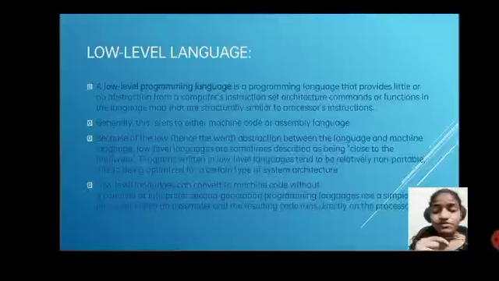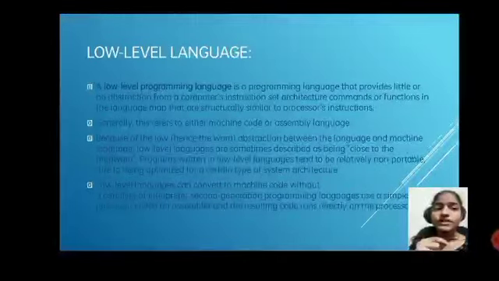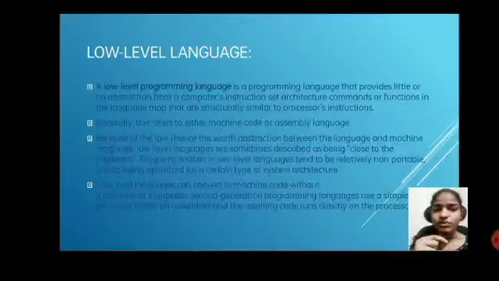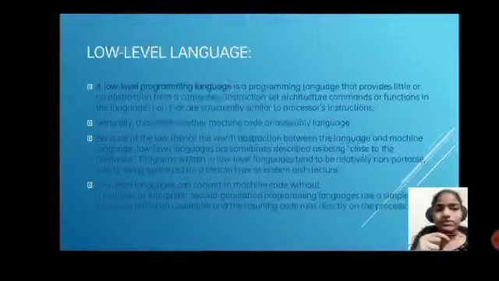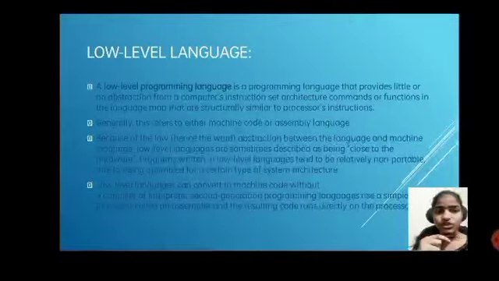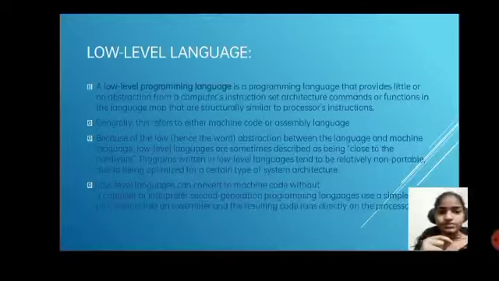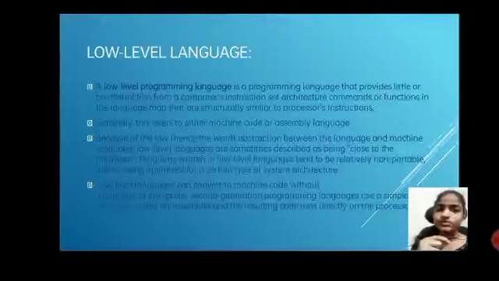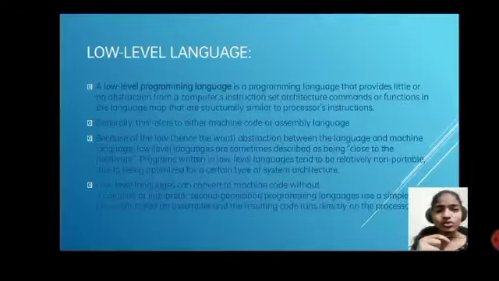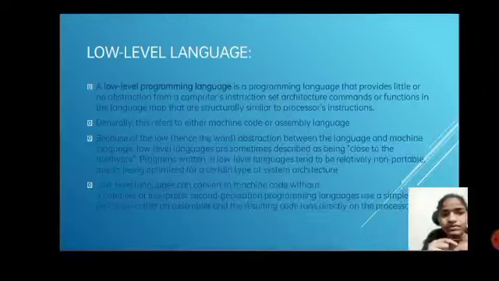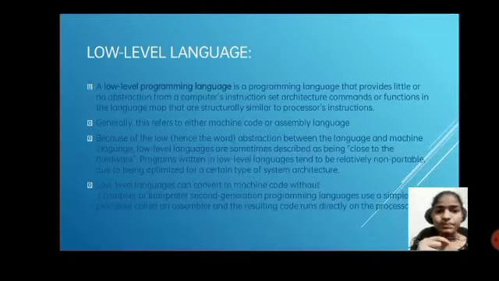There will be different instructions for different computers and different machines. So they tend to be relatively non-portable due to being optimized for a certain type of system architecture. Low level language can be converted to machine code without a compiler or interpreter. Second generation programming language uses a simple processor called an assembler, and the resulting code runs directly on the processor.